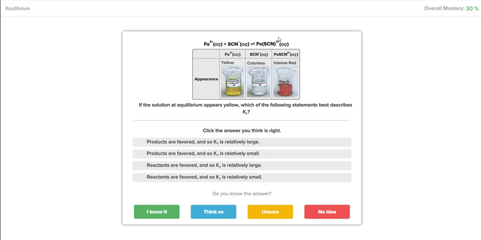the product side. So by looking at the color of the solution when it's at equilibrium, depending on how red or yellow it is, we can tell whether we are mostly reactants, which means we would have a very small Kc, it did not proceed very far forward at all, or we are mostly products, meaning the reaction proceeded mostly forward, so the Kc is relatively large.